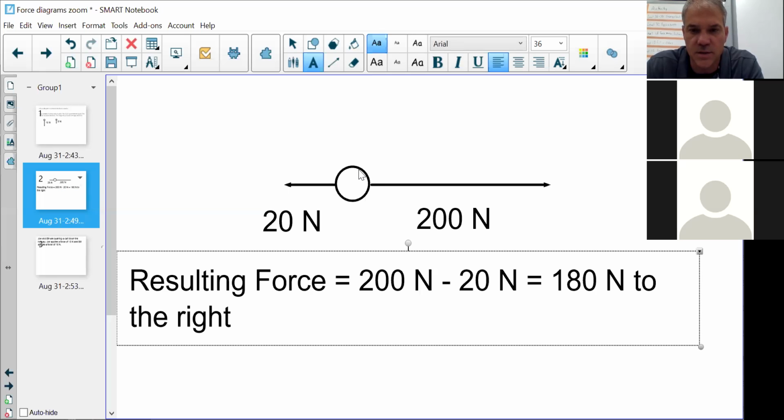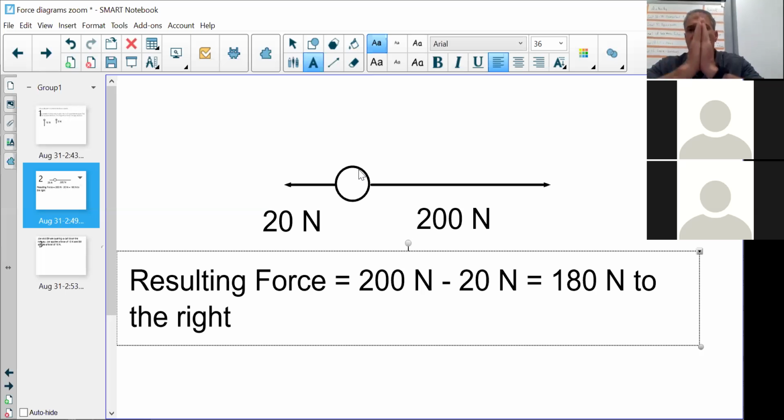This object is going to move. Which direction is it going to move in, Mikey? I'm sorry. Just throw out a guess. It's all good. Right. Yeah, it's going to move to the right.